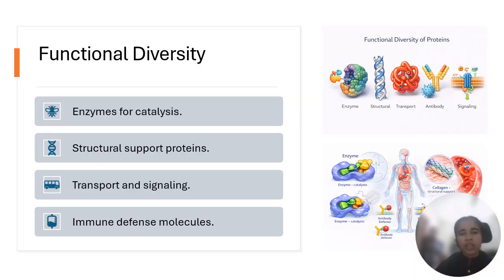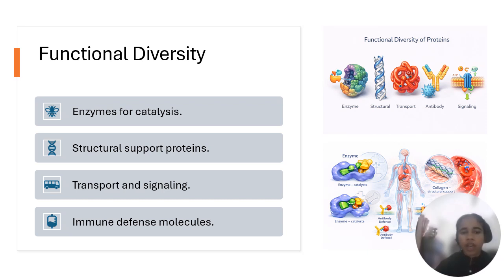To conclude, let's appreciate the functional diversity of proteins a bit. From just the 20 amino acids, cells can create thousands of different proteins, each having a unique role. As I mentioned previously, some can become enzymes, catalyzing almost every biochemical reaction. Some provide structural support, like collagen in skin or keratin in hair. Some handle transport and signaling, like hemoglobin carrying oxygen or receptors transmitting signals.